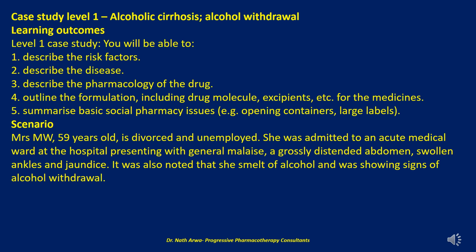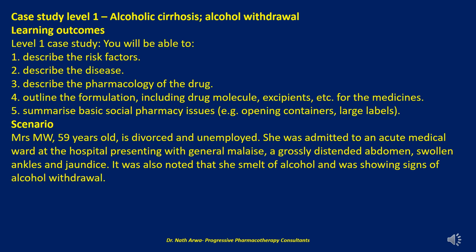Let's begin with learning outcomes. On completion of level 1 case study, you will be able to accomplish the following. 1. Describe the risk factors. 2. Describe the disease. 3. Describe the pharmacology of the drug. 4. Outline the formulation, including drug molecule, excipients, etc. for the medicines. And 5. Summarize basic social pharmacy issues, e.g. opening containers, large labels. Next we will discuss a clinical scenario.